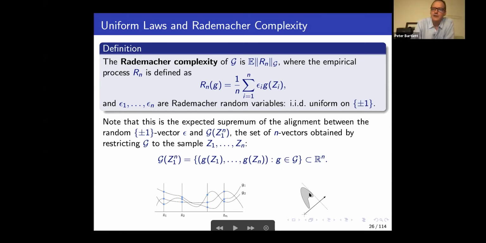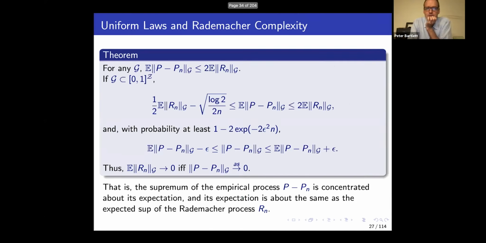If we can have an alignment with lots and lots of different random directions, then we have a very rich set. If this quantity is small, then we don't have such a rich set. Okay, so that's the Rademacher complexity.